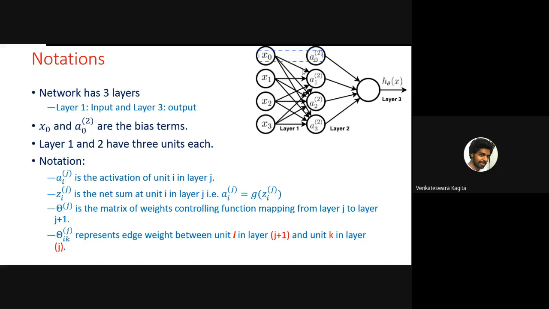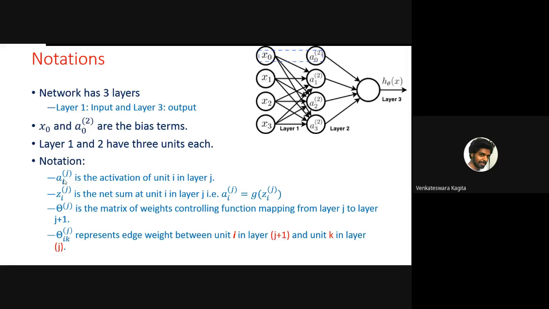So this is a network which has 3 layers: input layer, hidden layer (layer 2), and output layer. Here x0 and a0 of layer 2 are the bias terms. If I'm superscripting with something, it means that it belongs to that layer. So here I'm superscripting with 2, it means that all these units belong to layer 2. And the subscript indicates the unit number in that layer. This is the 0th unit, first unit, second unit, third. Total 4 units are there. So layer 1 and layer 2 have 3 units each and 1 bias term each, and layer 3 has 1 unit.